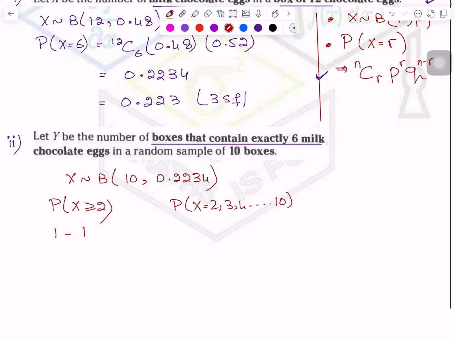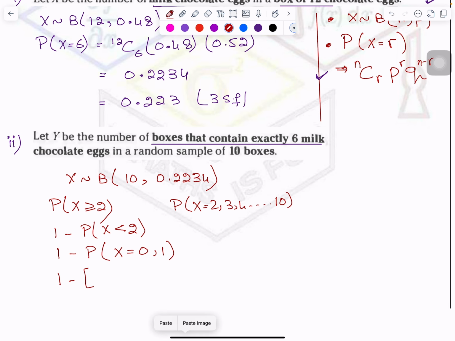So what is easy here? That I minus from 1. 1 is 100% probability. So I will take the x is less than 2. And this is equals to what? 1 minus probability of x equals to 0 and 1. Yes or no? So now this will be easy. Less calculation is required here.